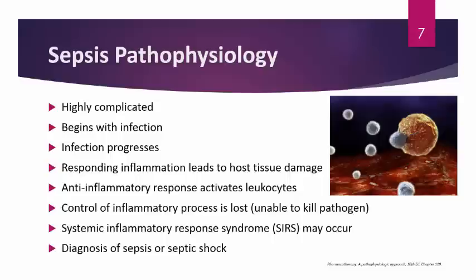As a result of this, you lose control of your inflammatory process and you're not able to kill the underlying pathogen that's causing this to occur. Now, if you're not able to kill off the pathogen, a patient may actually start developing what we call systemic inflammatory response syndrome, or SIRS. And we'll explain what SIRS is in a little bit. But if you have components of SIRS, you may eventually be able to diagnose a patient with sepsis or septic shock based off of that.